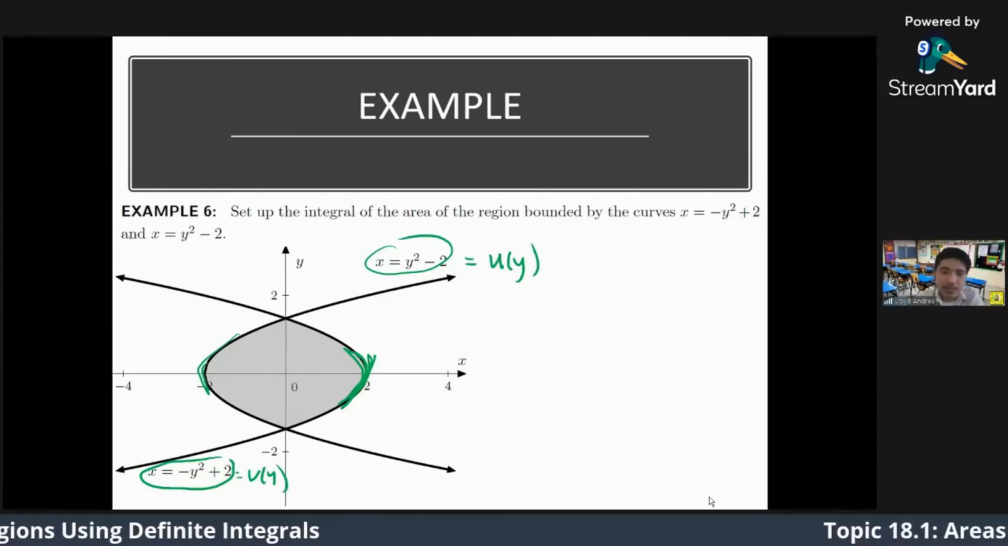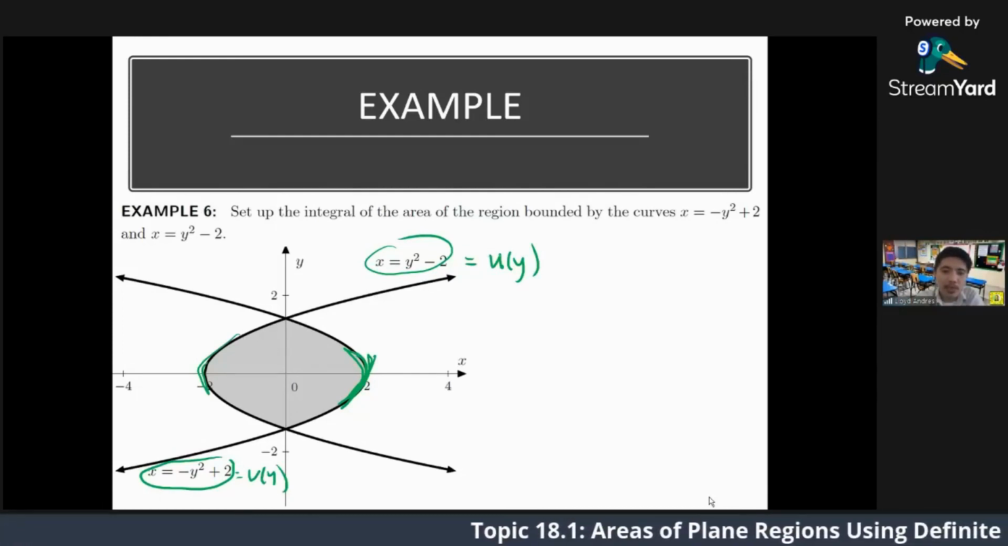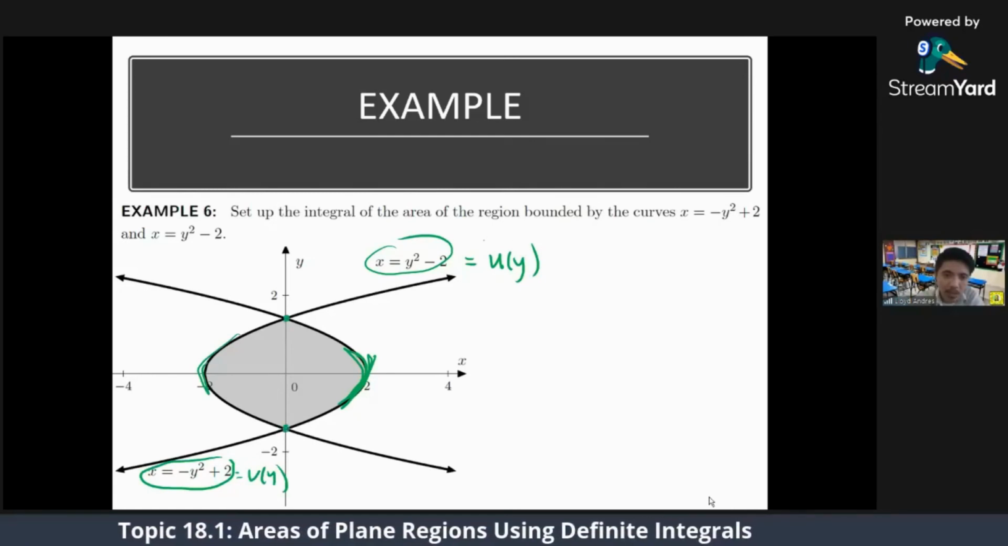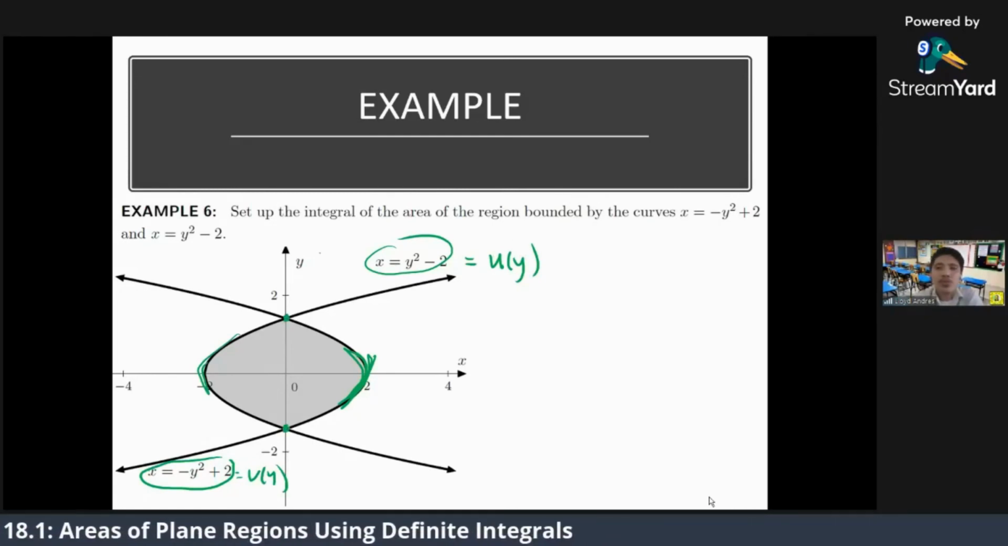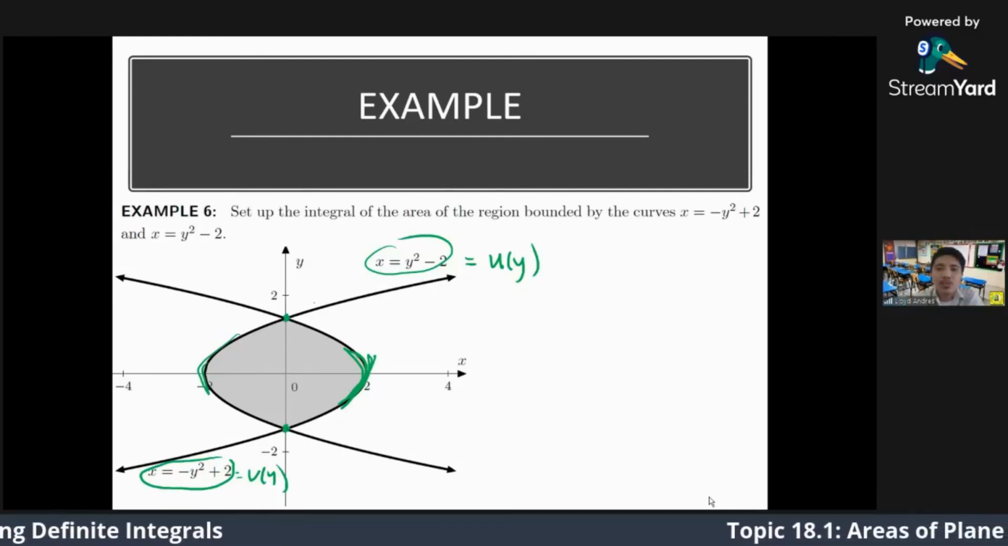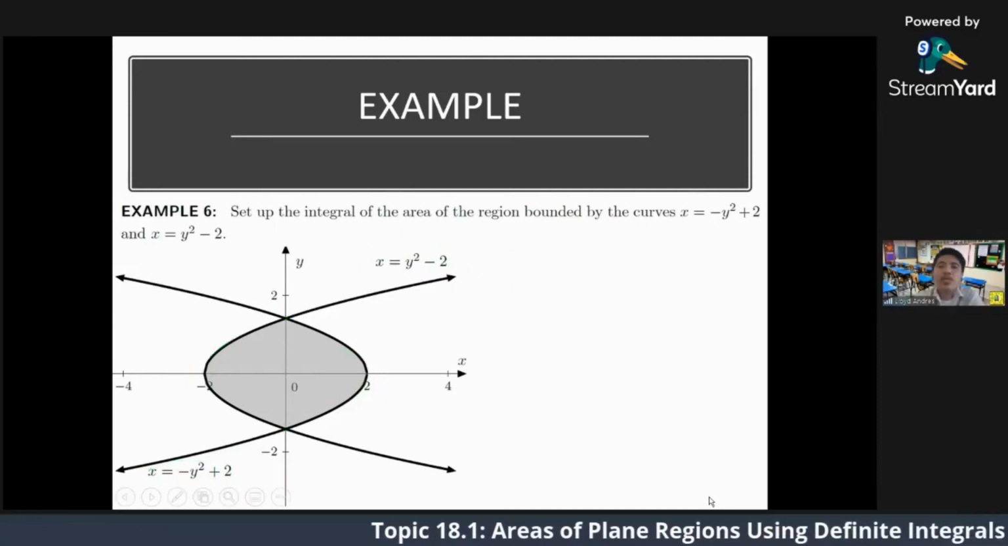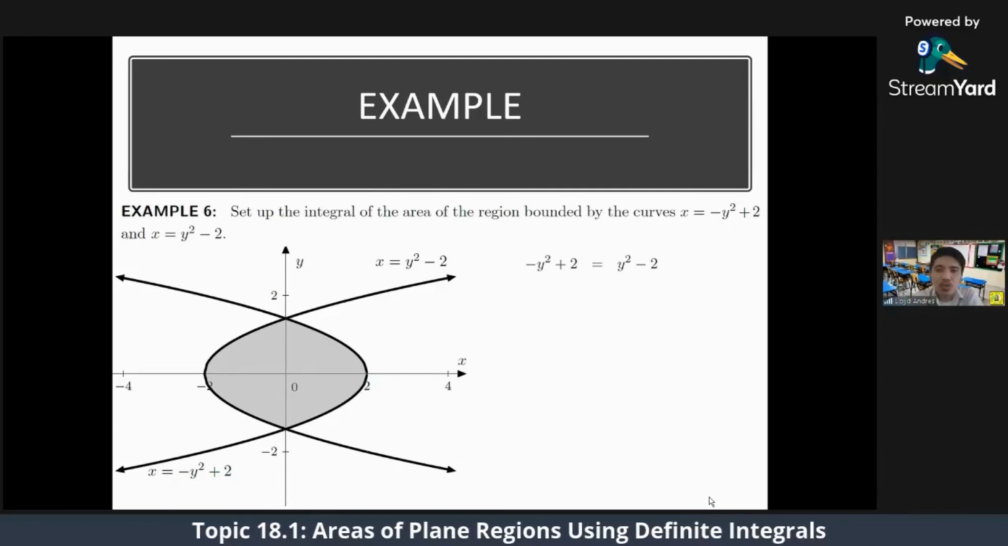limits. The limits should be the y coordinates of the intersection points. The question is, what are the coordinates there? So we need to solve for the y coordinates. Let me see if this uses substitution. Okay, it uses substitution.